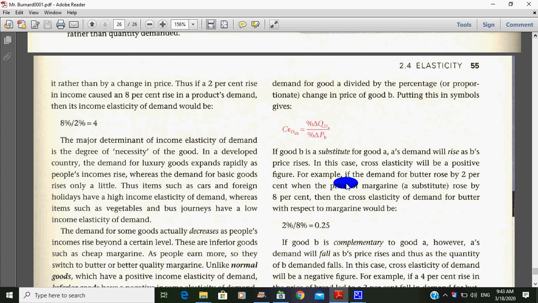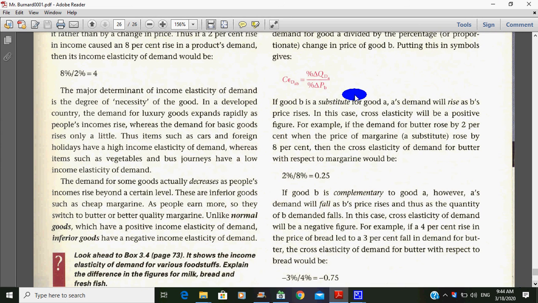For example, if demand for butter rose by 2% when the price of margarine rose by 8%, then the cross elasticity of demand for butter with respect to margarine would be what? 0.25. That is if B is a substitute.